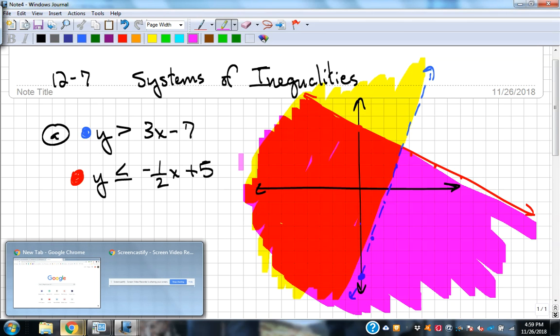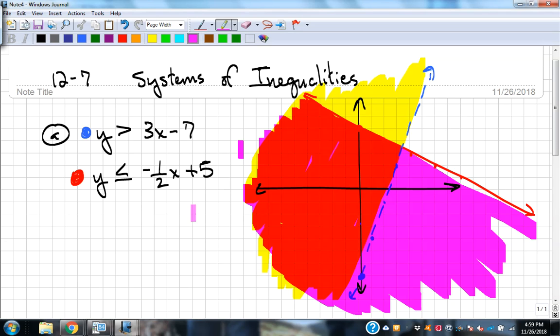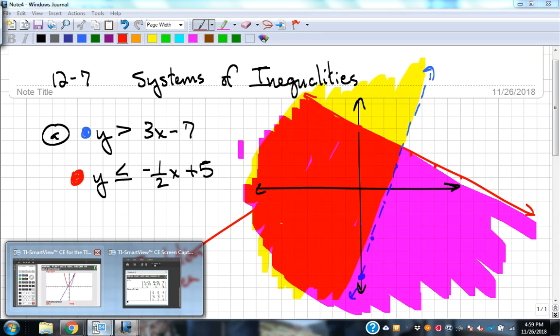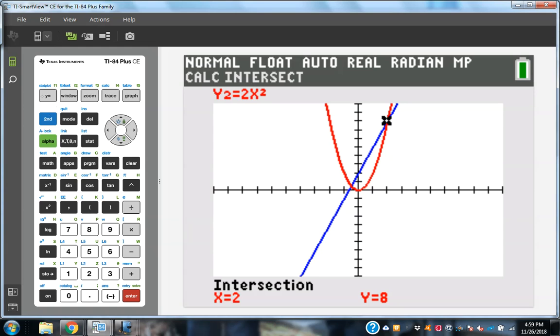But anyway, oh well. Anyway. Solution area is the overlap. So this is the solution area. That's what we're finding. The graph is our actual answer out of this. If you want to graph inequalities with your graphing calculator, it can be done.